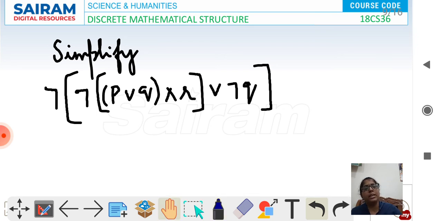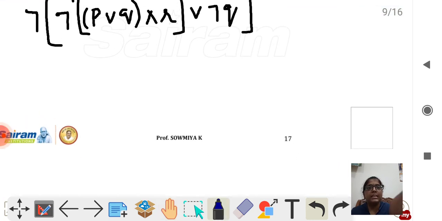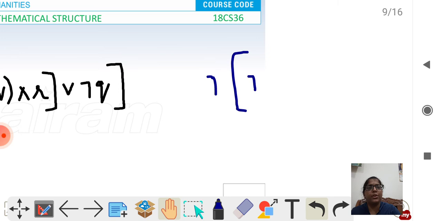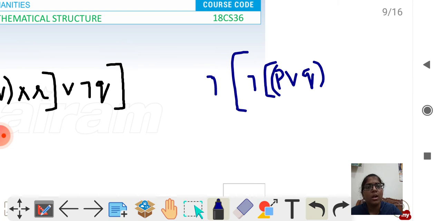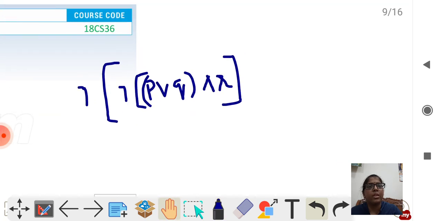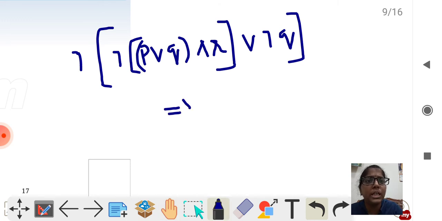Next we have to simplify the statement using the laws. So how can we simplify it? By using the laws. What is the problem given here? It is negation of negation P or Q, and R, or negation Q, right? So if you take the negation inside, what will it become? It is logically equivalent to the following.